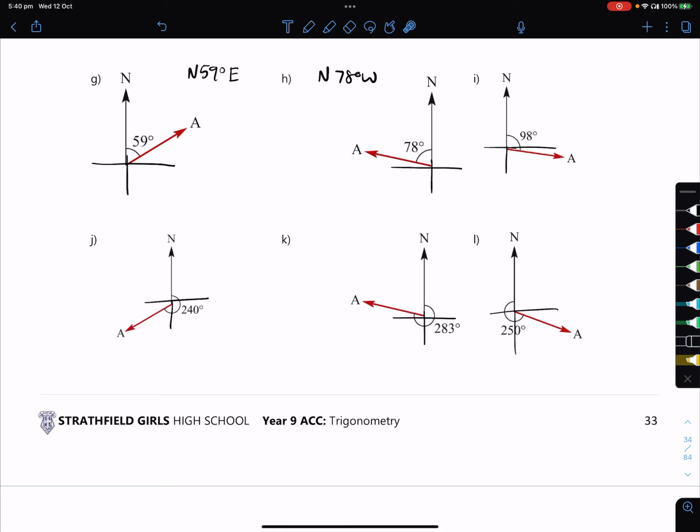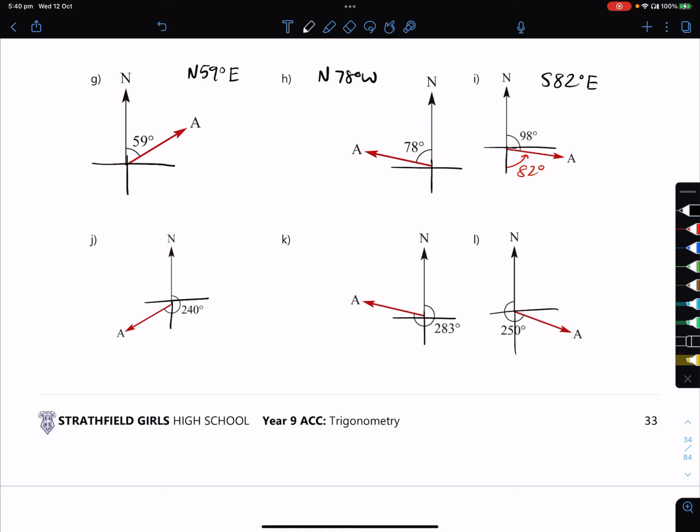For question I, this line is actually in the bottom half of the compass bearing, so it is closer to south. So from south, what is the angle that we have to calculate to get back here? It is 180 minus that angle, which is going to become 82 degrees. So from south, we write it's 82 degrees angled towards the easterly direction.